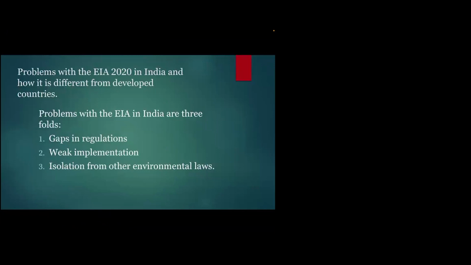There is a schedule, and in the schedule, certain projects are listed which require the EIA process. The schedule is categorized into two major categories, A and B. Categorization is an important mechanism. Through this mechanism, it is decided whether environmental clearance should be given or not given. So in the 2020 regulation, the government has excluded B2 from the EIA process.